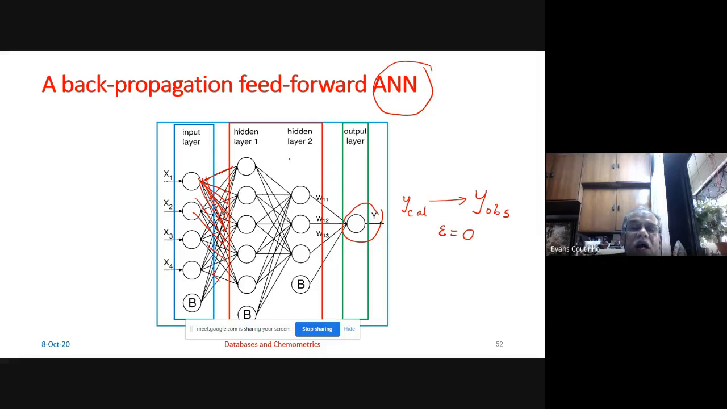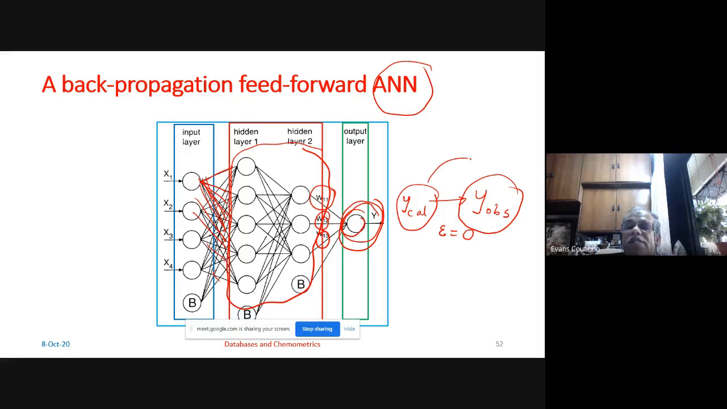Such that after it is processed out here, the end value should be as close as possible to the observed value out here. So I emphasize that. The artificial neural network is nothing but adjusting all these weights, including the weights that go from here to the endpoint, such that y calculated is as close as possible to this out here.